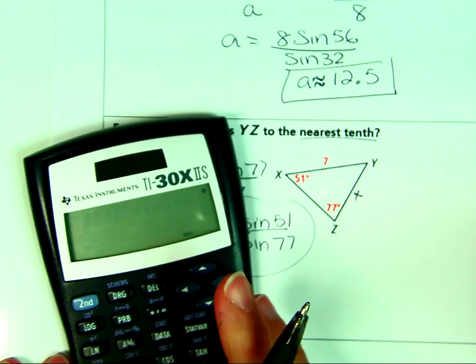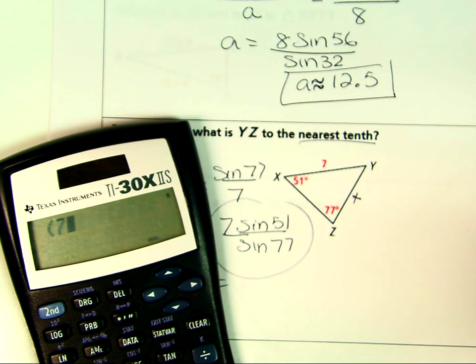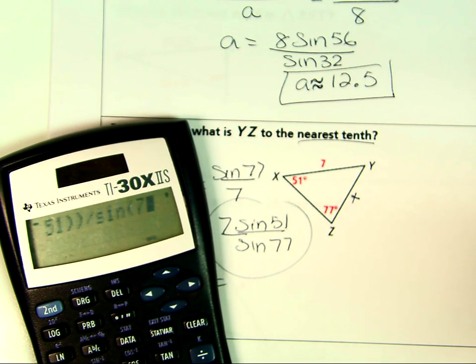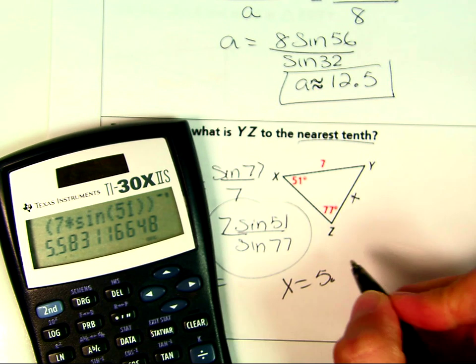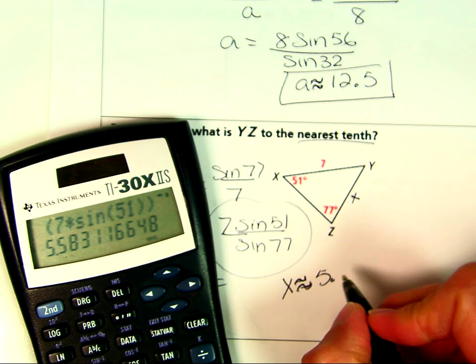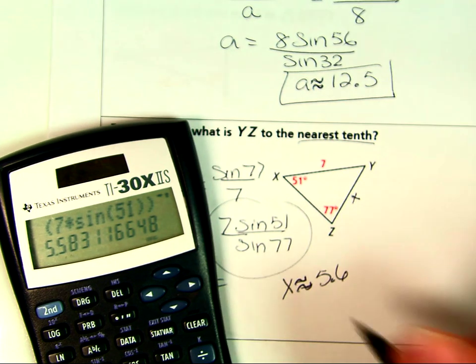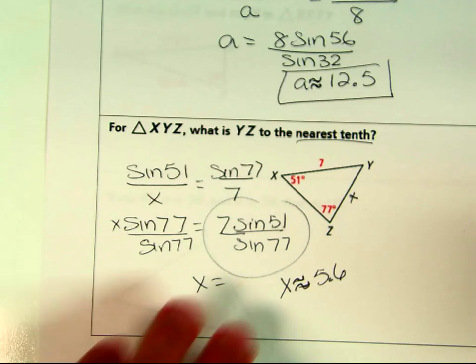So this is what I'm going to put in my calculator for x. If I want to do it all at once, it's going to be 7 times the sine of 51, parenthesis, divided by the sine of 77. And I get x equals 5.58. They asked me to round to the nearest tenth, so that's 5.6. And again, I've got to use my little squiggly equals sign because it wasn't exactly equal to that.